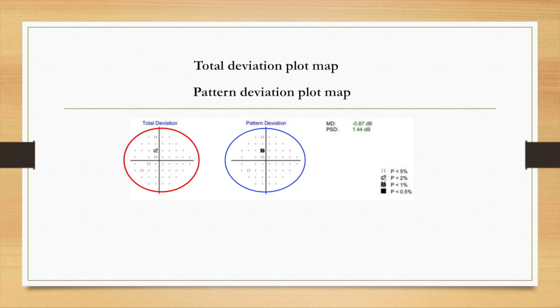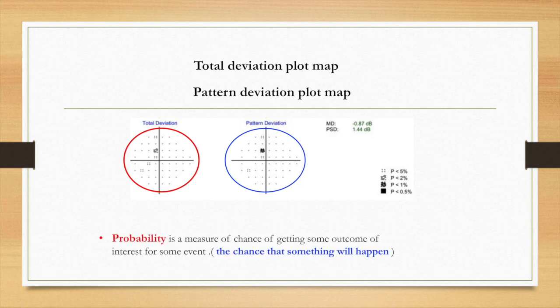Before going deep in the total deviation plot map and pattern deviation plot map, I'm going to explain what the probability is. The probability is a measure of a chance of getting some outcome of interest for some event. In simple words, it is the chance that something will happen.